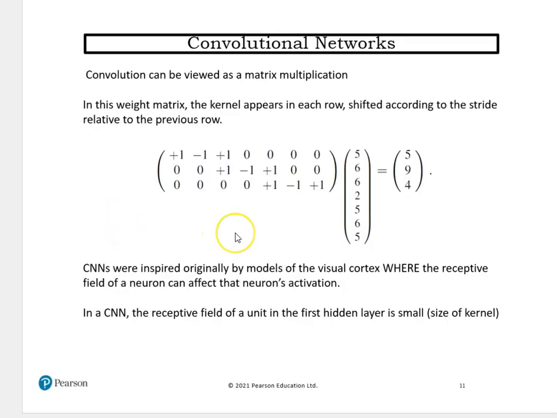The kernels appear in each row, shifted according to the stride relative to the previous row. As you can see, the matrix is mostly zeros, so it's a sparse matrix. Typically we don't really construct this matrix because it would be inefficient to calculate with it. Okay, let's continue in the next part.